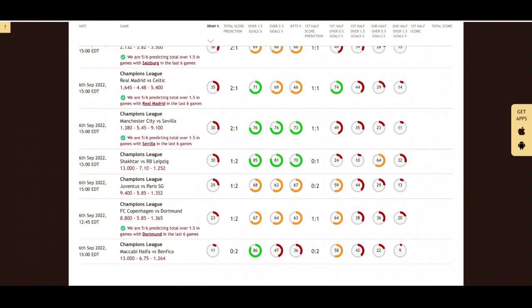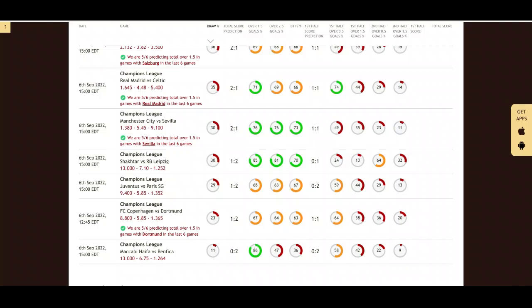Manchester City and Sevilla. This is a bit of David and Goliath. Sevilla not playing very well this season. They have failed to win all four of their La Liga games. Yes, they are the home team, but Manchester City is in an orbit of their own. I love Manchester City to win this game. I think this is going to be a win to nil for Manchester City, over 1.5 goals.